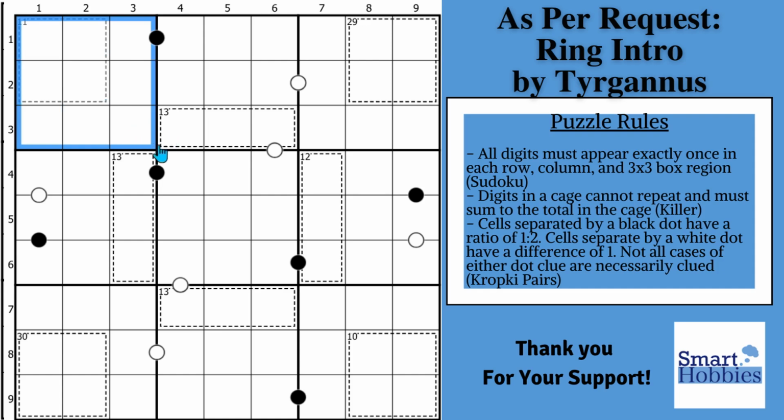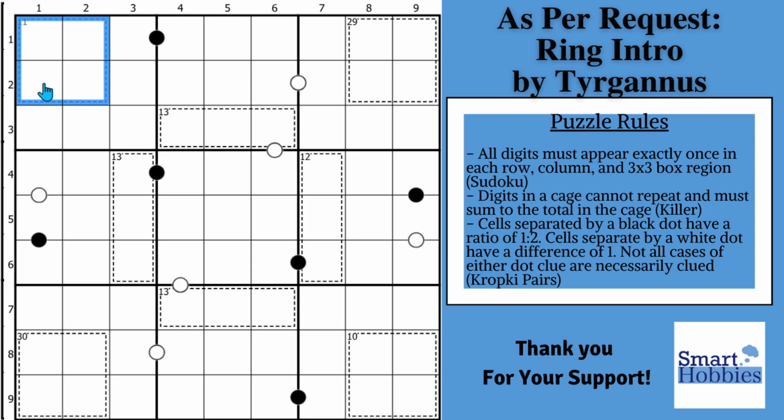Digits in a cage cannot repeat. These are the cages and must sum the total in the cage. So this is an 11 cage. And since they can't repeat, if you put the digits 1, 2, 3, and 5 in here, if this is a 1, that's a 2, that's a 3, and that's a 5, that would add up to 11, and that would be valid in this cage. So that's killer Sudoku rules.